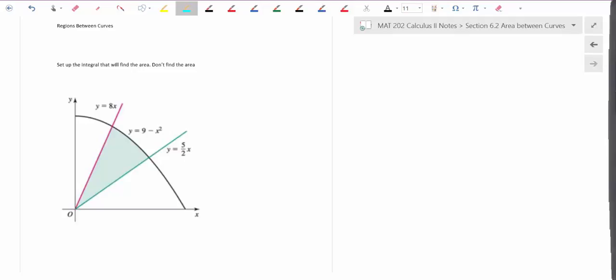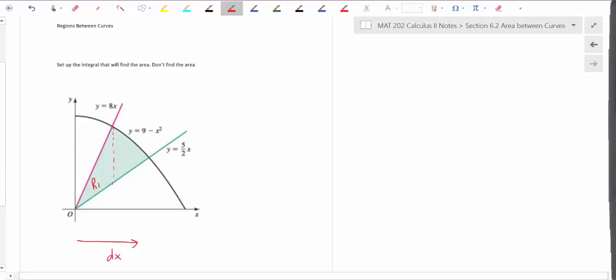Okay, so I kind of look at this one like this. If you look at this right here, that would be region 1. And if we're going to integrate with a dx integral, we would want to go from this point right here, which is (0, 0), to this intersection point right there that we'd need to find. So we're going to integrate the x values there. And then in that interval, the curve in red, which is 8x, is on top of the curve in green, which is 5/2 x.